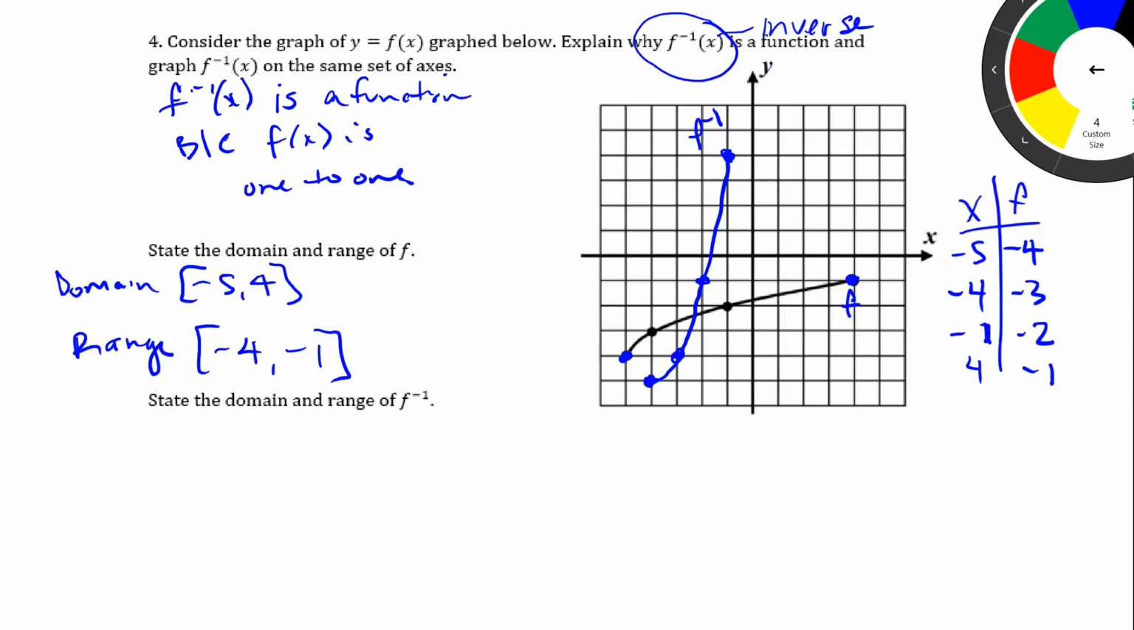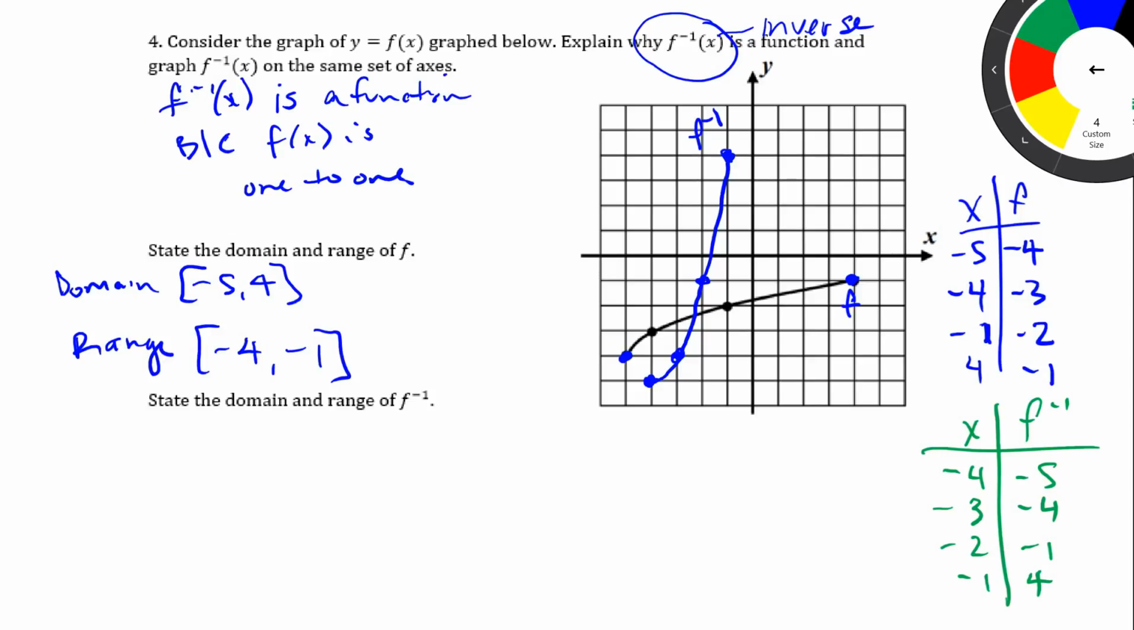Now the next thing we have to talk about is going to actually be our domain and range of the inverse's graph. So if I make a quick table of values for the inverse, there are going to be these same values that we had for f, just backwards. So it would be -4, -5, -3, -4, -2, -1, and -1, +4.